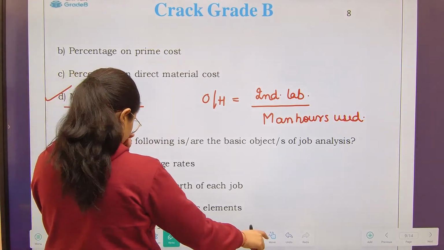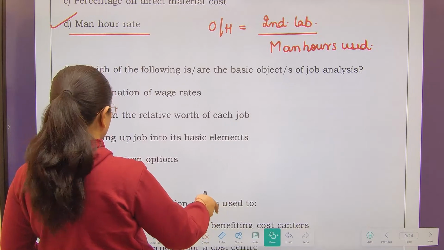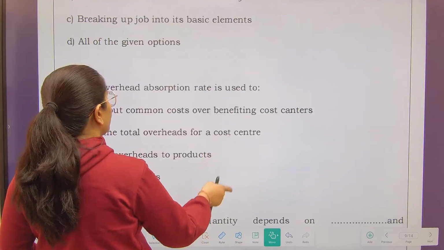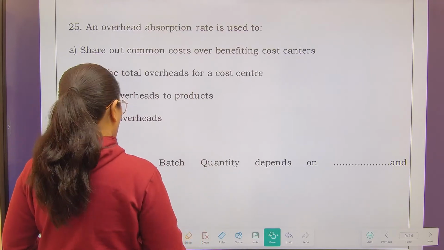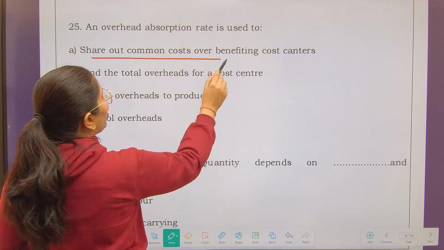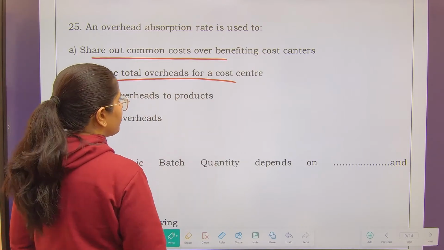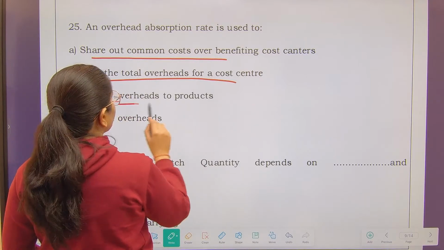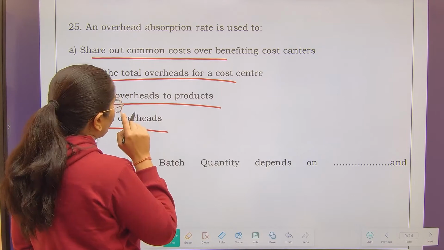Next is an easy one. What is the basis of job analysis that you can do by yourself? Next, an overhead absorption rate is used to. Why do we use an overhead absorption rate? Share out common cost, find the total overheads for a cost center, charge overheads to products, and control overhead.